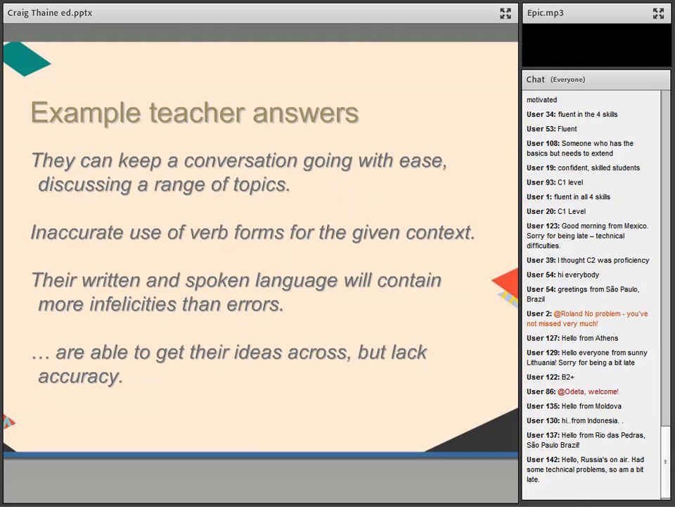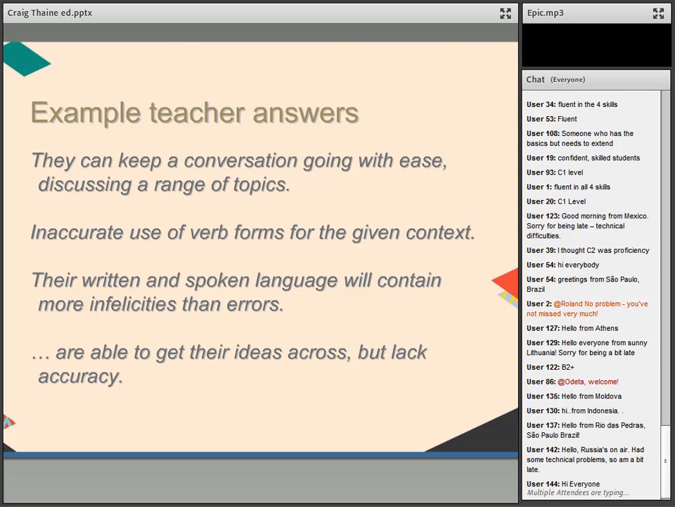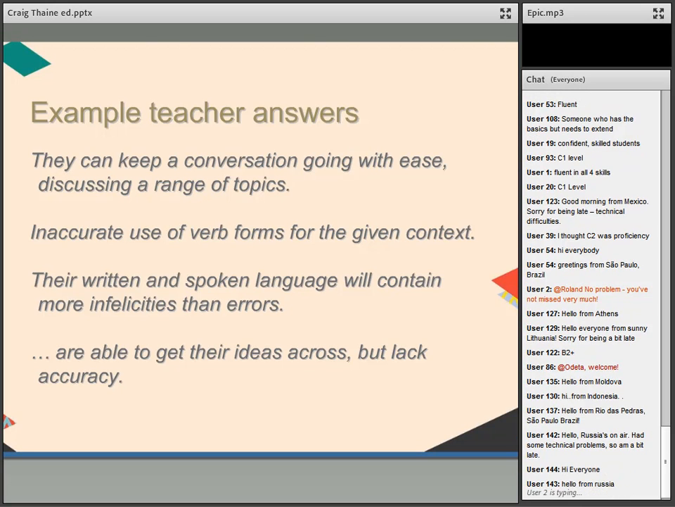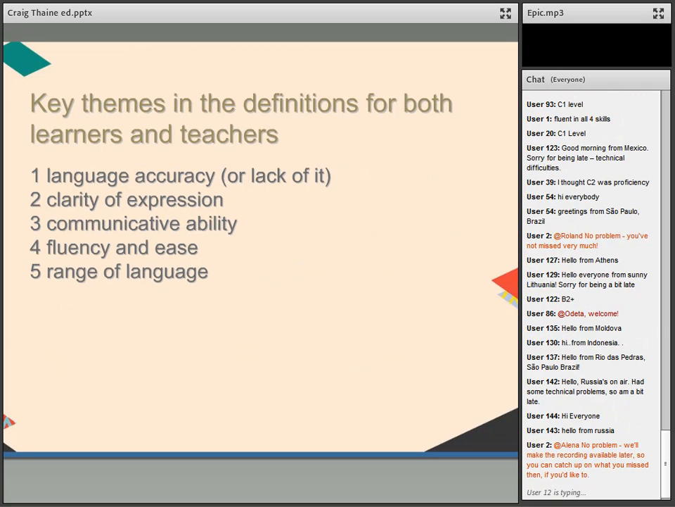Here are some example teacher answers. This idea that advanced level learners are fluent and can keep a conversation going, again with an idea of ease, similar to the learners themselves. Then we have a comment which talks about lack of accuracy. And then another comment about infelicities and errors, so not major errors, but little slips that advanced level learners might make. And also, once again, this idea of communicative ability, that they can get their ideas across, but another mention of lack of accuracy.